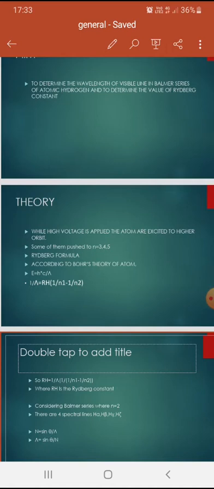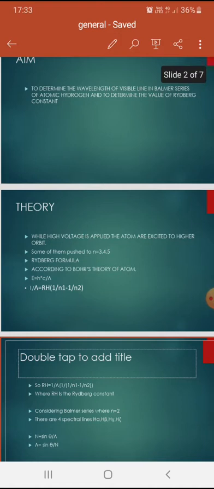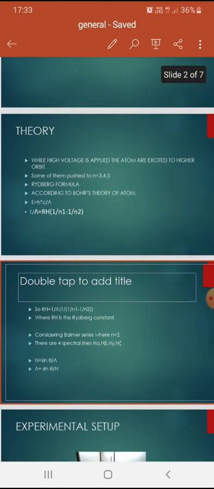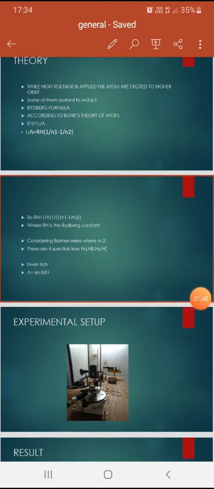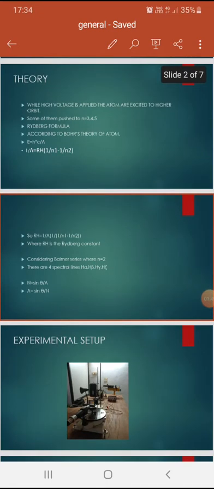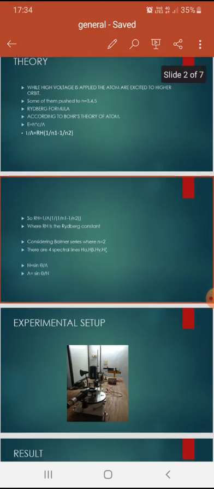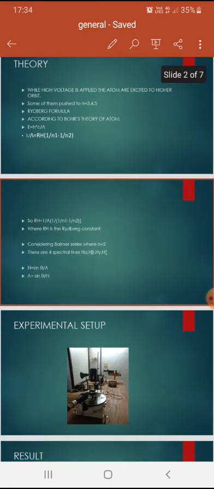According to Bohr's theory of atom, E is equal to hc by lambda, where the wave number nu bar equal to 1 by lambda, which is equal to RH into (1 by n1 squared minus 1 by n2 squared). So we have 1 by lambda equal to RH into (1 by n1 squared minus 1 by n2 squared). From this, RH is equal to 1 by lambda divided by (1 by n1 squared minus 1 by n2 squared), where RH is the Rydberg constant.